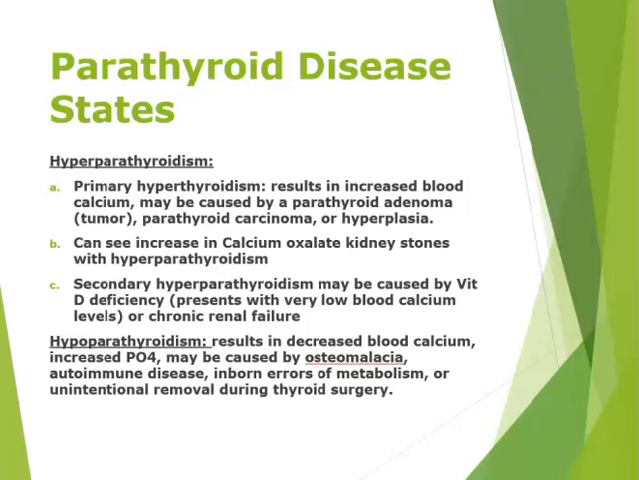Secondary hyperparathyroidism may be caused by vitamin D deficiency, and it presents with very low blood calcium levels or chronic renal failure. On the flip side, hypoparathyroidism results in decreased blood calcium and increased phosphate. It may be caused by osteomalacia, autoimmune disease, inborn errors of metabolism, or unintentional removal of the parathyroid glands during thyroid surgery.